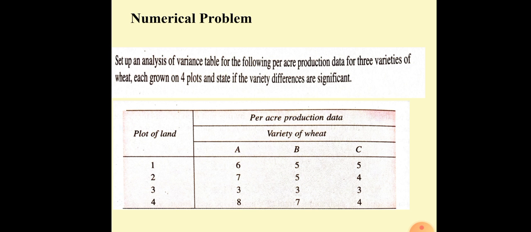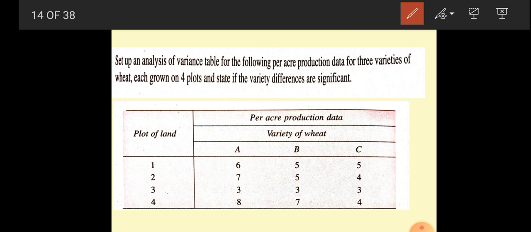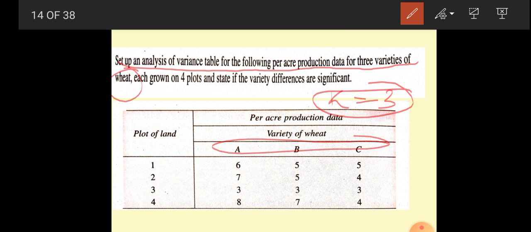So this is the question. Set up an analysis of variance table for the per acre production data for 3 varieties of wheat, each grown in 4 plots, and state if the variety differences are significant or not. So there are 3 varieties of wheat, and all 3 varieties are grown in 4 different plots. It means we know that k is 3 here. We have to state whether the variety differences are significant or not.